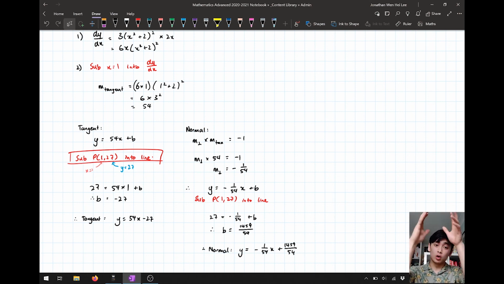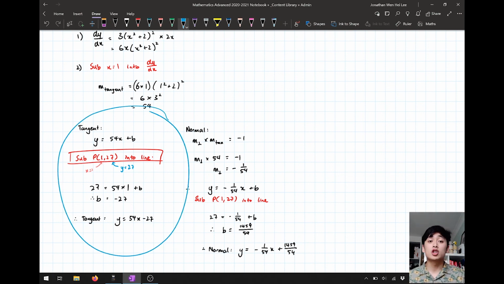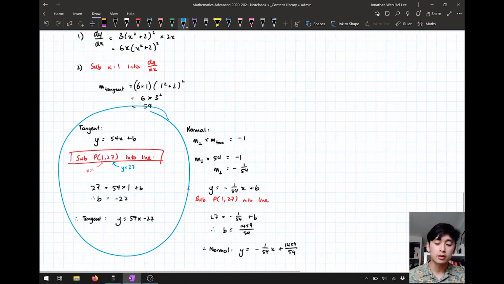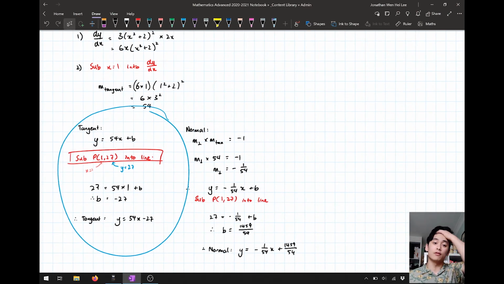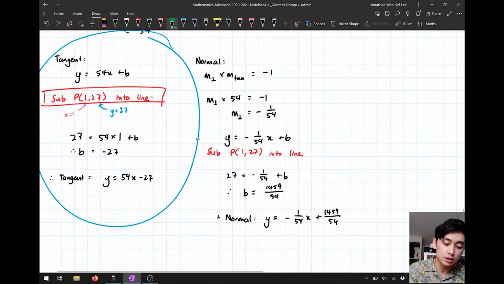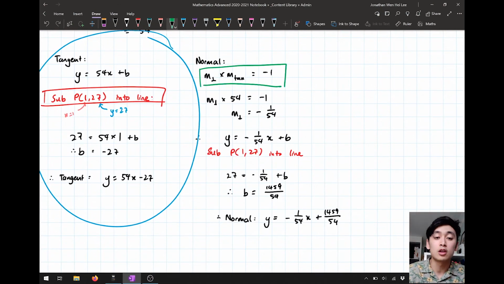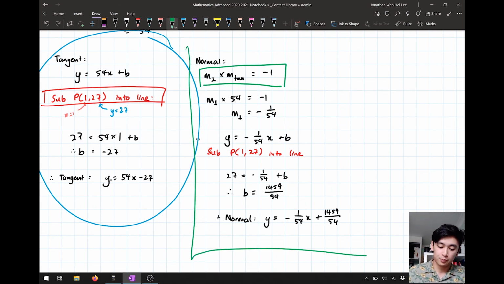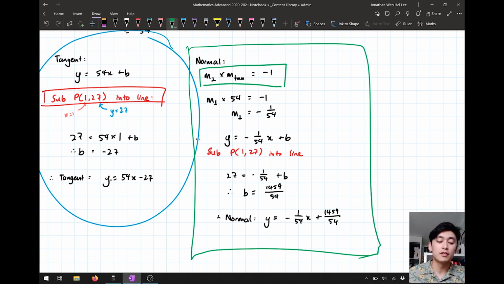Then if you're using the tangent, all you need to do is sub that into the equation of a line along with your point to get the equation of the line, like we did on the left hand side over there. If you're trying to find the equation of a normal, however, we have to add that additional step of finding the gradient of the normal. For that, we use the fact that the gradient of the normal times the gradient of the tangent will give me minus 1, and then do the exact same step that we did before. So that's how we find the equation of a tangent and a normal.